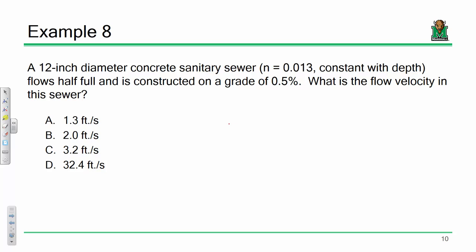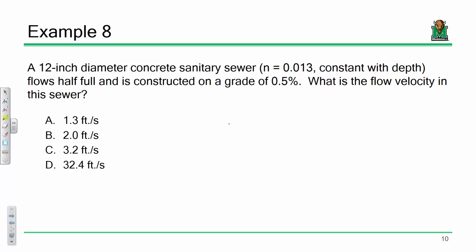Okay, last one. This is hydraulic land if I've ever seen it. I have a 12-inch diameter concrete sanitary sewer. It has N equals 0.013, that's constant with the depth. It flows half full, and on a constructive grade of 0.5%, what's the flow velocity? Okay, so this is an open channel flow problem, right? So, does anybody know what type of equation we're going to be looking at for this problem? Manning's equation. There we go.